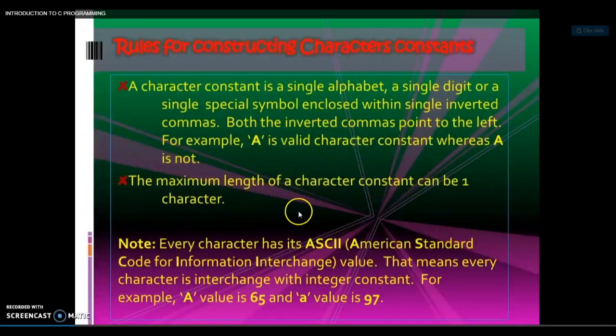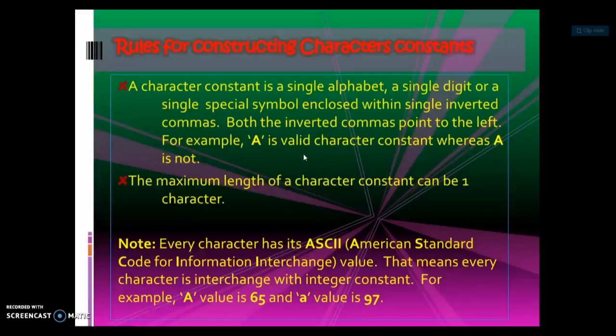Rule for constructing character constant. A character constant is a single alphabet, a single digit or a single special symbol enclosed within single inverted commas. Both the inverted commas point to the left. For example, 'A' is a valid character constant, whereas ‘A' is not. The maximum length of a character constant can be one character.